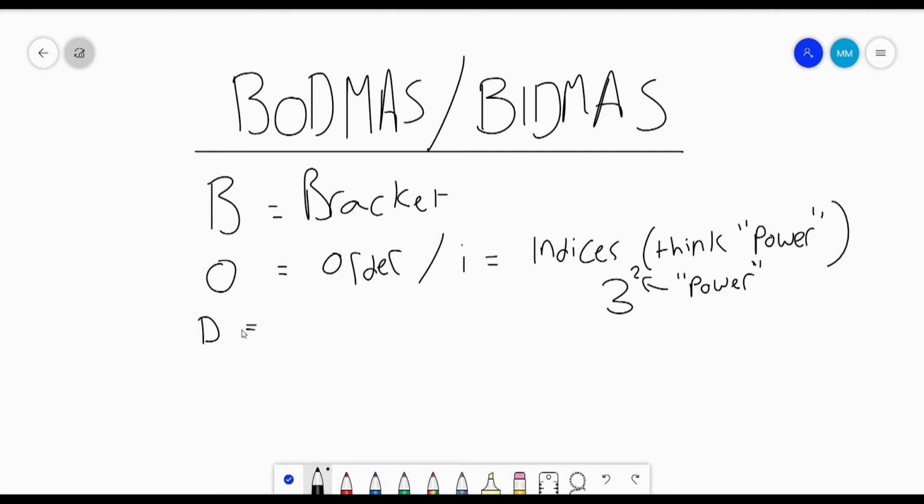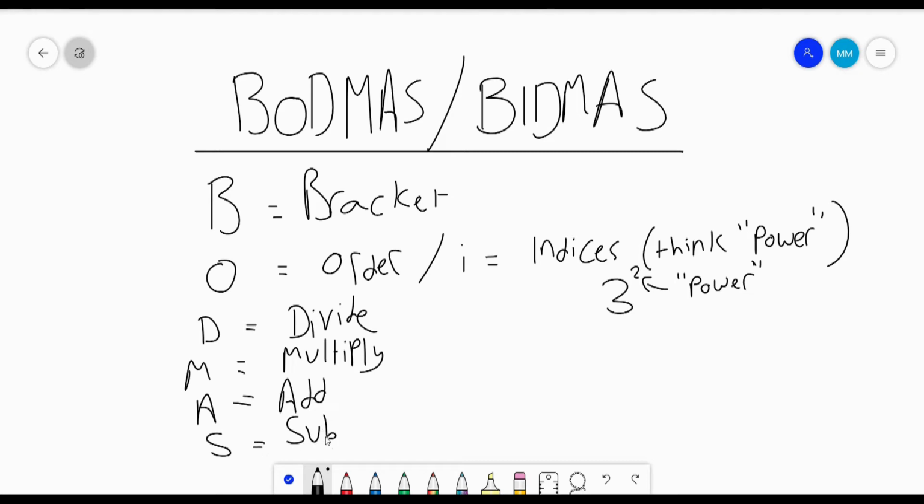D, divide. M, multiply. A, add. S, subtract. So this is a priority order from top to bottom.